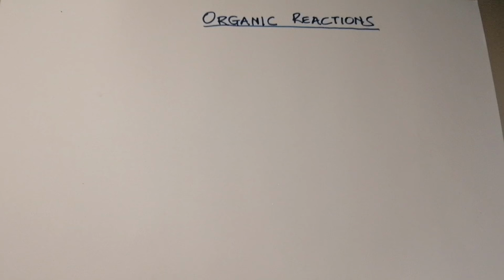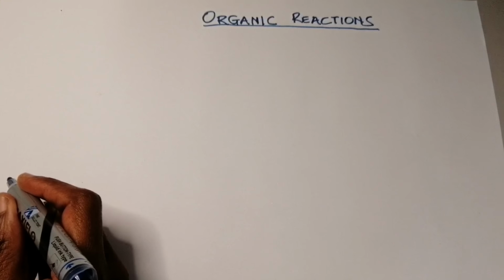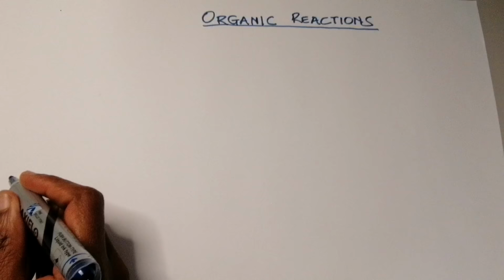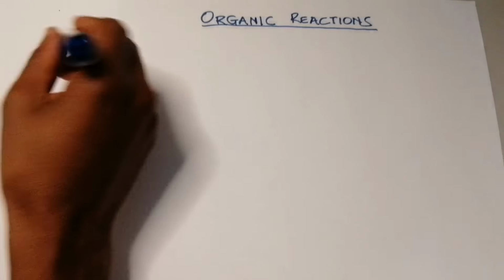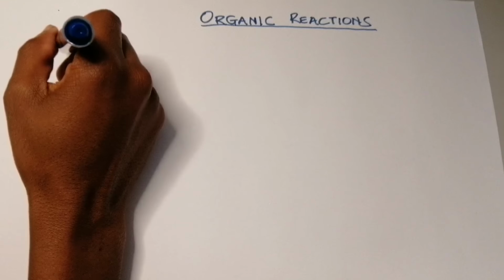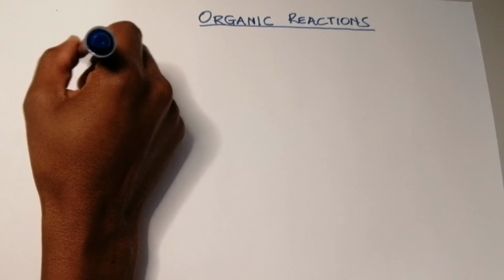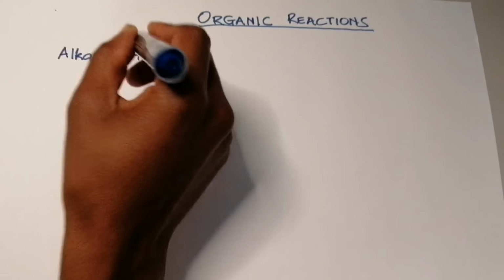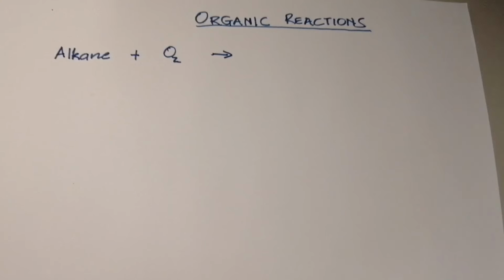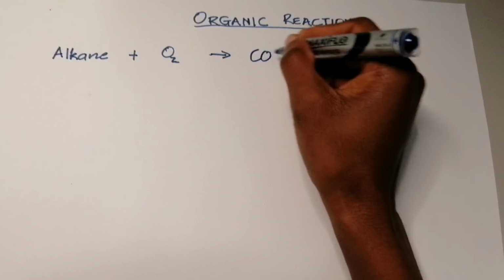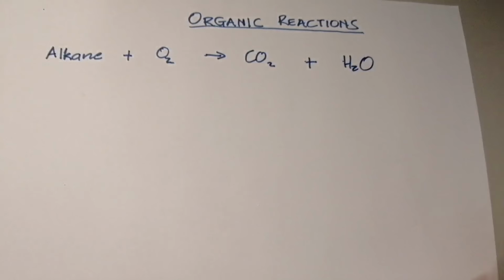Okay, so our first lesson, talking about organic reactions. The first reaction that I want us to go through is what we call combustion. Now, they like these kind of reactions. Let's take, for instance, an alkane. Essentially, if you take any of the hydrocarbons, so an alkane plus oxygen. Whenever you react an alkane with oxygen, what you get is carbon dioxide and water. Just keep that in mind.